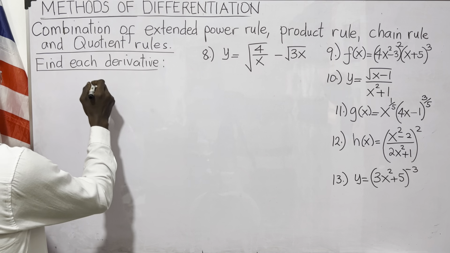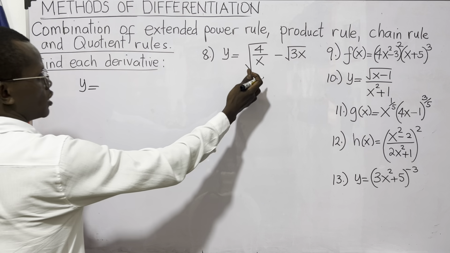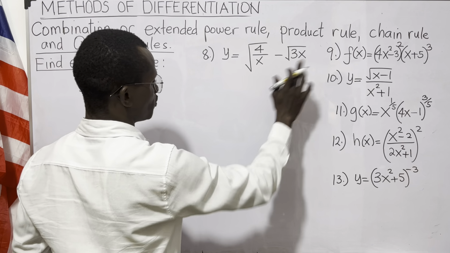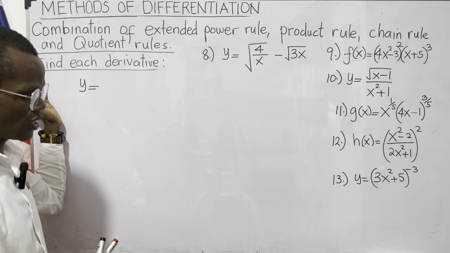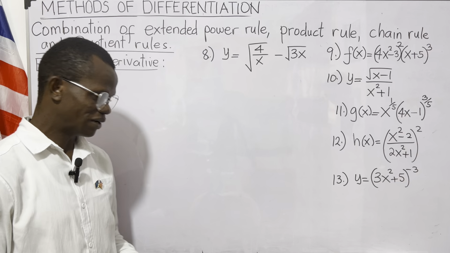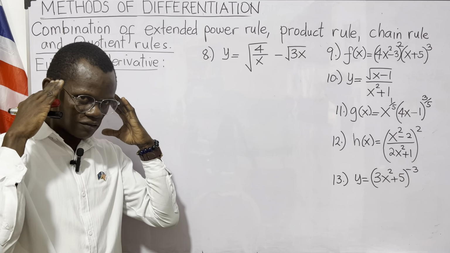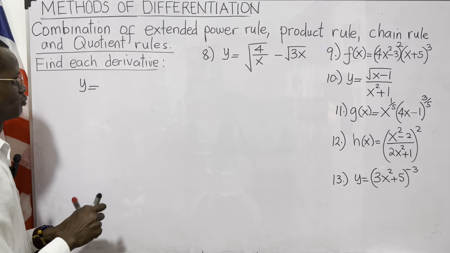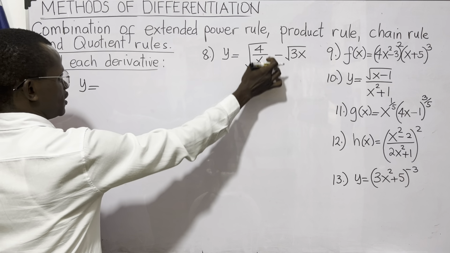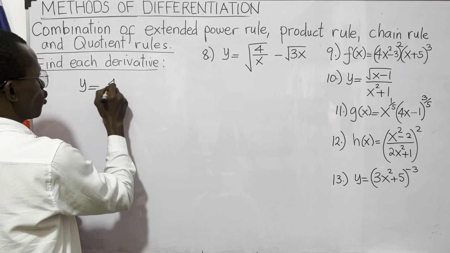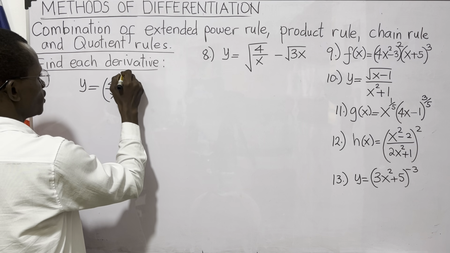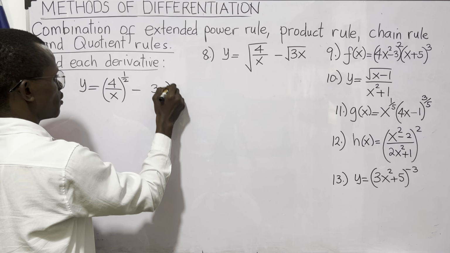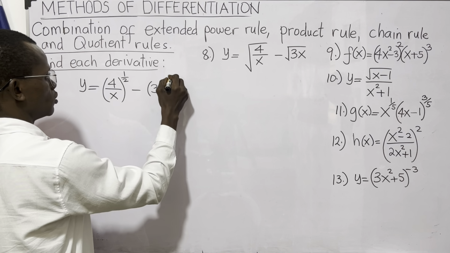So the first problem says y equals the square root of 4 over x minus the square root of 3x. Now in this problem, they just told you to find the derivative. So you are not bothered about roots. You already have all of the roots in your head. You're just going now to solve the problem. So rewrite this first in exponent form. So we have 4 over x raised to the power 1 over 2 minus 3x raised to the power 1 over 2.